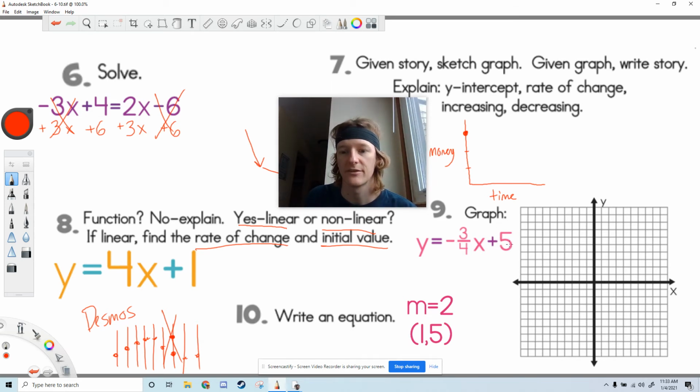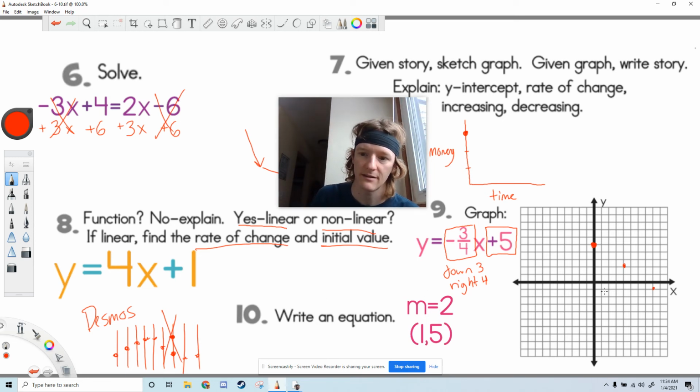For number 9, we need to graph this. Our initial value is 5, so we're going to start at 1, 2, 3, 4, 5. If you're doing this problem, I did include a video in this assignment to show you how to draw on a PDF. So you might want to do that so you can draw on this as opposed to drawing your own version on notebook paper. We have a slope of negative, which means it's going down by 3, and then to the right by 4. So you're going to start here, go down 3, right 4, down 3, right 4, and you make that nice line for me.